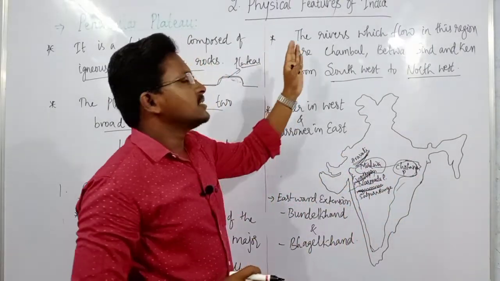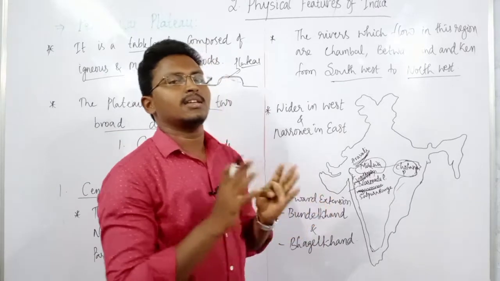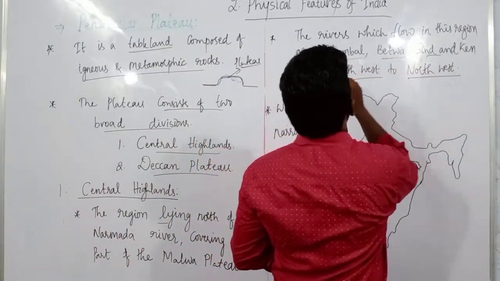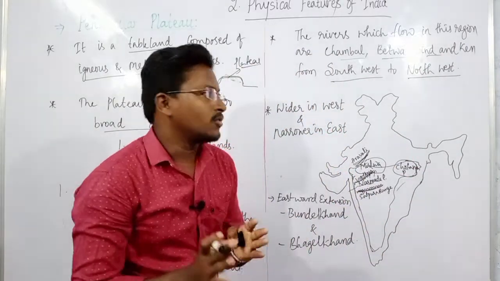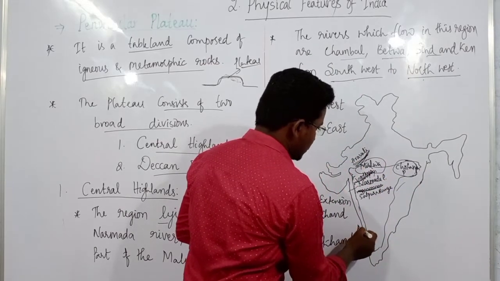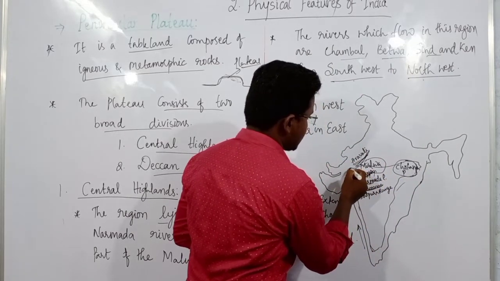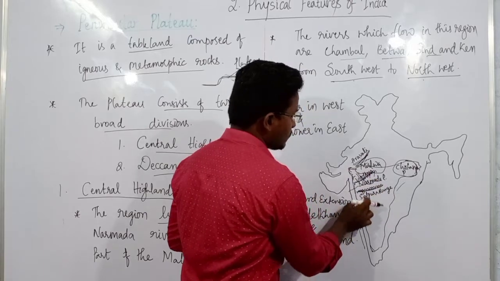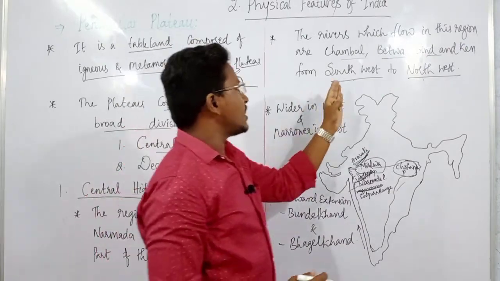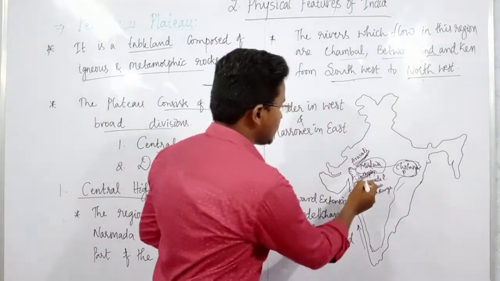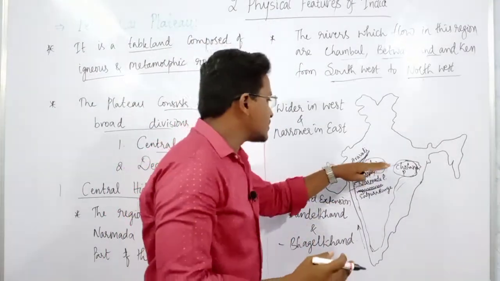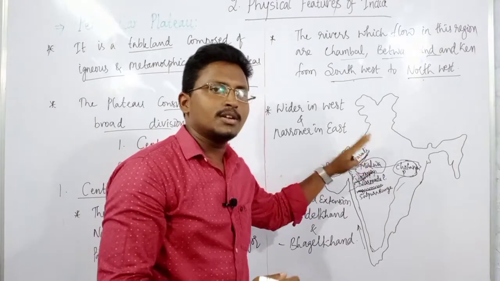The rivers which flow in this region, in the Central Highlands, are rivers such as Chambal, Betwa, Sindh, Ken, and in which direction they are flowing is from southwest to northeast. That means from this direction to this direction. So what it indicates is that since they are flowing from southwest to northeast, there is a slope on this northern part of the country.